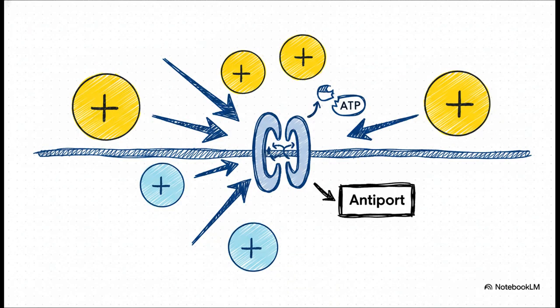So let's look at the main pump that sets all this up, the sodium-potassium pump. I mean, this thing is an absolute workhorse. It is fundamental to almost all animal life. For every single molecule of ATP it burns, it forcefully pumps 3 sodium ions out of the cell and pulls 2 potassium ions in. And because it's moving things in opposite directions, we call it an antiport.